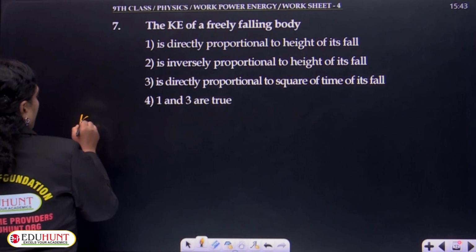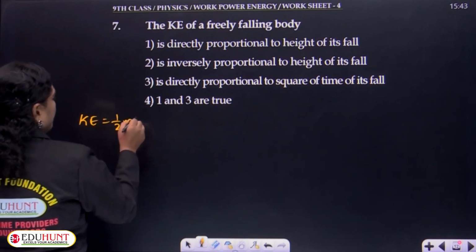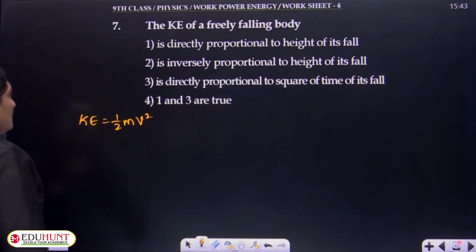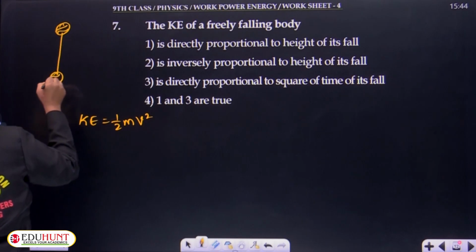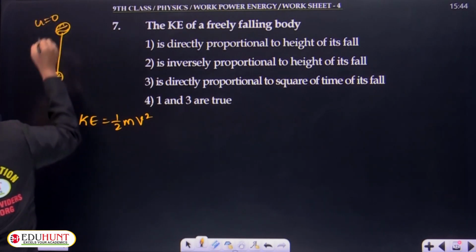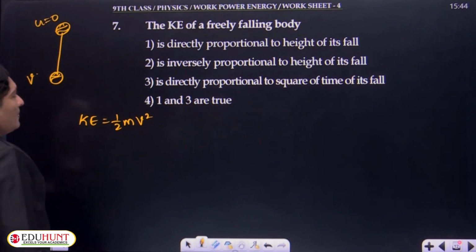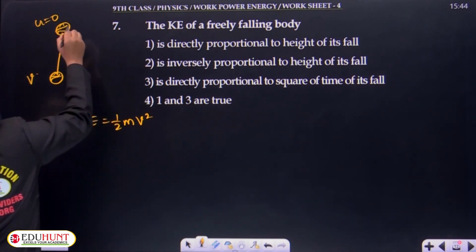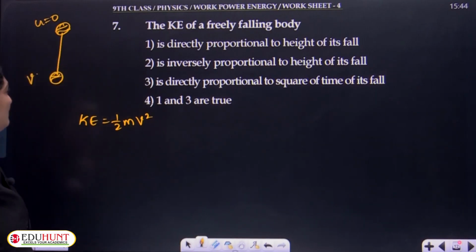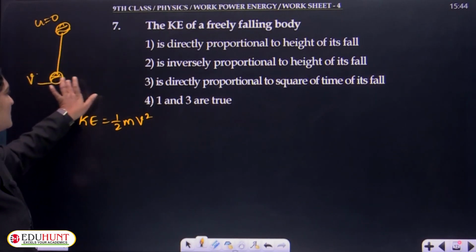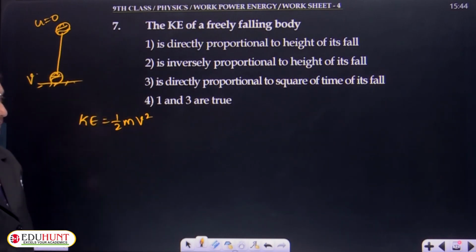So the general formula for kinetic energy is nothing but half mv square. If you consider a freely falling body, the initial velocity is u and the final velocity is some v. So initially when it starts its free fall, its velocity is 0, so kinetic energy will be 0. Gradually as it reaches the ground, its velocity increases to some v.